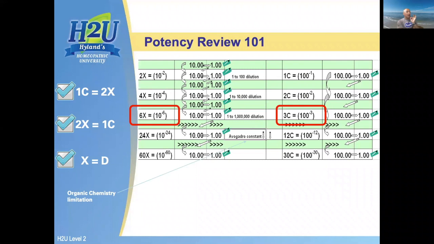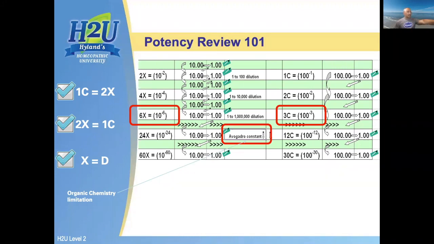10 to the power of 2. Okay, so if you look at 100 to the power of 1, which is 1c, equals 100, and 10 to the power of 2 is 100. So mathematically does equal, but the easiest thing to remember is a 2x equals a 1c if you ever compare potencies, okay? And this is not actually potencies, it's when you're comparing dilutions. Okay, so when you're actually comparing dilutions.